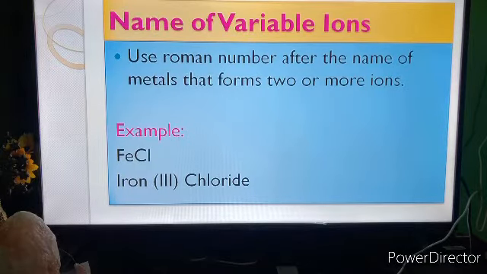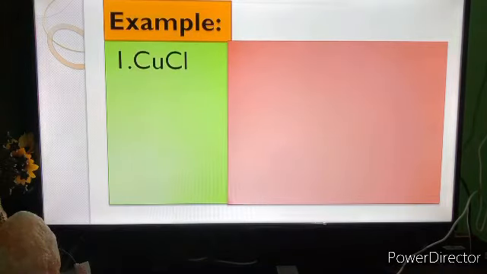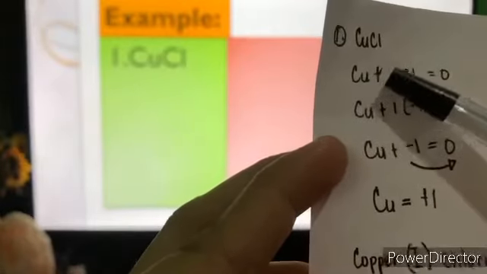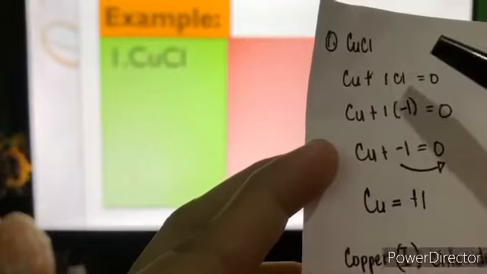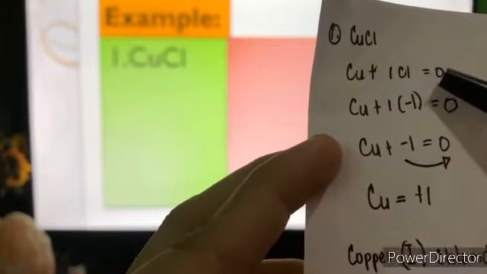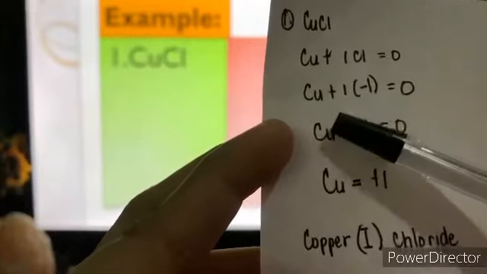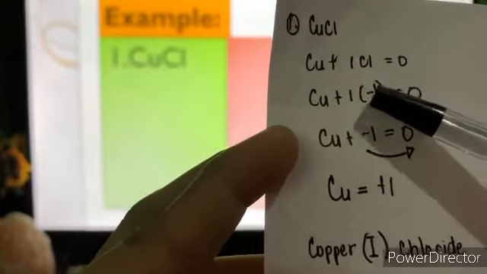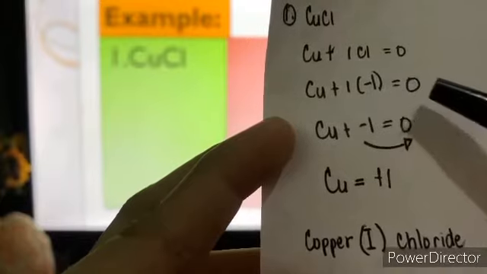So in order for us to understand more about naming binary ionic compounds with variable ions, or with Roman numerals, I have here some examples. Example number 1: CuCl. I write Cu plus 1 Cl equals 0. 1 Cl because there is only 1 atom of Cl. So Cu plus 1 Cl equals 0. Then Cu plus 1 times -1, because the charge of Cl is -1, equals 0.